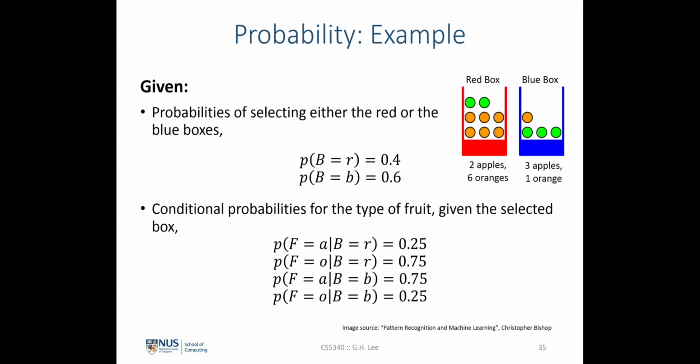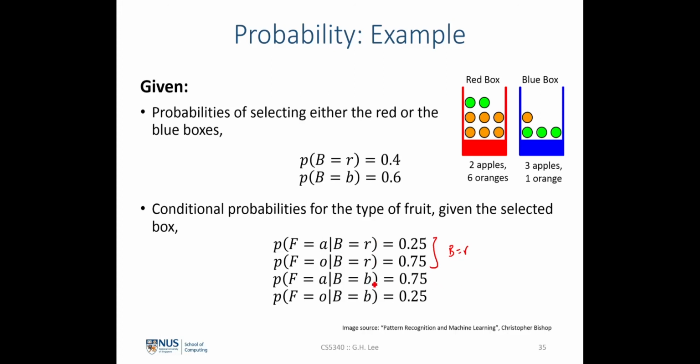And next, we are also given the conditional probabilities for the type of fruits given the selected box. Suppose we have already selected the box to be a red box, which means we are conditioning this probability on B equals the red box. The probability of choosing an apple would be 0.25, and the probability of choosing an orange would be 0.75. Notice that these two probabilities are conditioned upon the case where the box equals the red color. The total probability of selecting the fruit must equal 1, and this means that we are ignoring the fact that we have already selected the box.